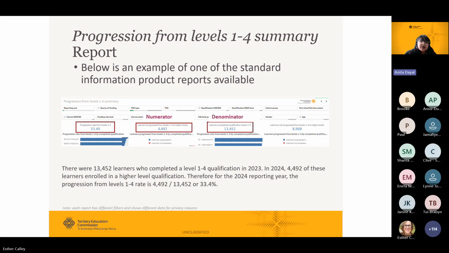So that's the 4,492 divided by the 13,452. It also tells you how many learners did not progress to a higher level within 12 months. So in this example here, it's 8,960 learners. This report also shows the progression rate by the levels 1 to 4 qualification completed and by the qualification NSCED.